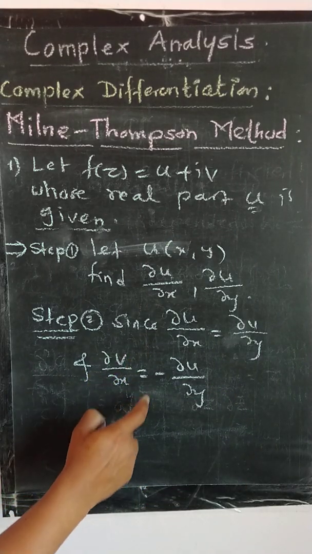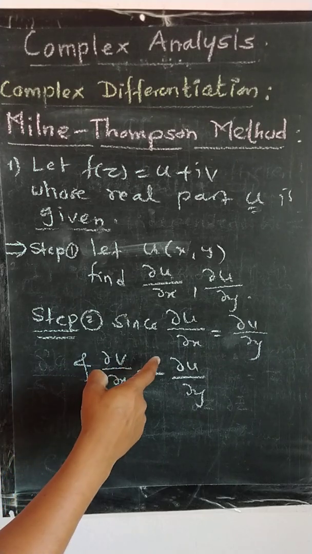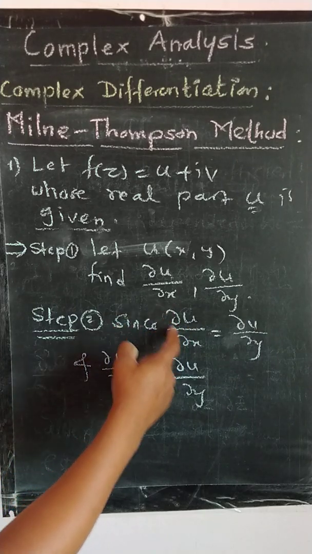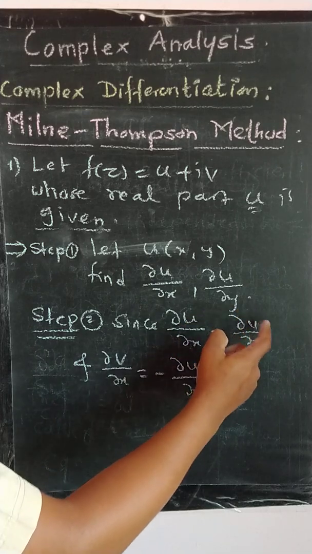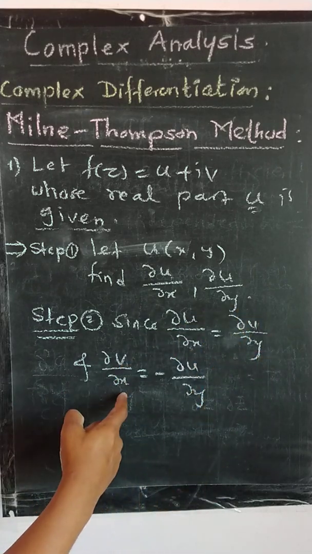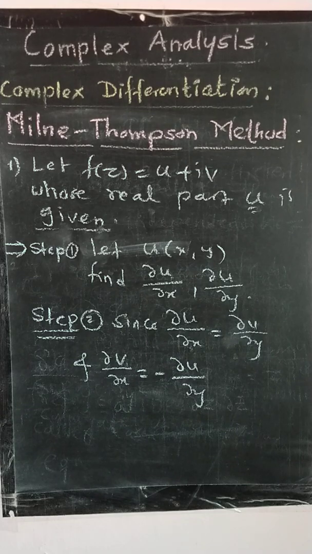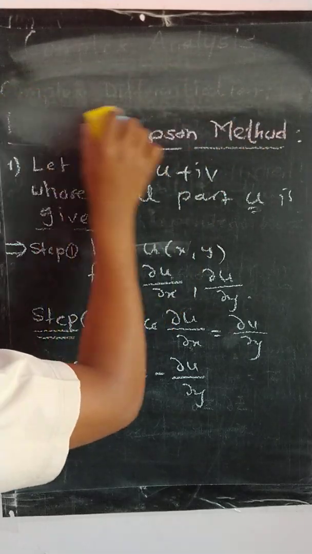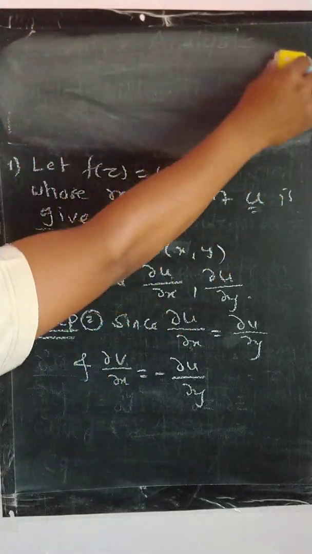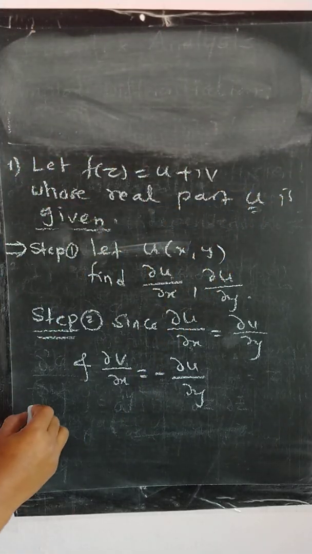So with the help of these two things we can express partial derivative of u with respect to x in terms of partial derivative v with respect to y, and partial derivative of v with respect to x in terms of minus times partial derivative of u with respect to y. So let us use these conditions in the derivative of the function.